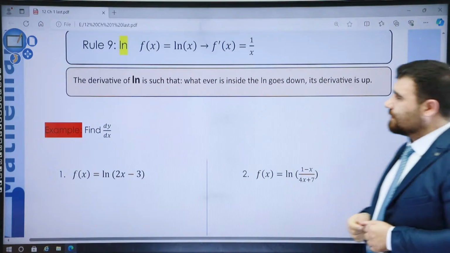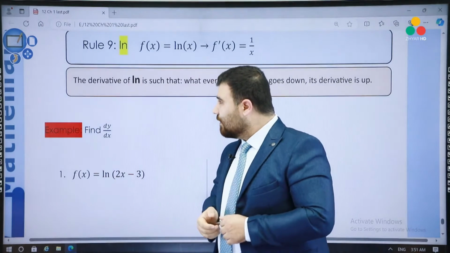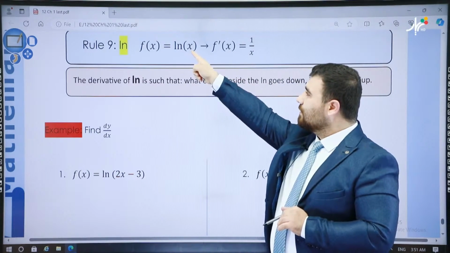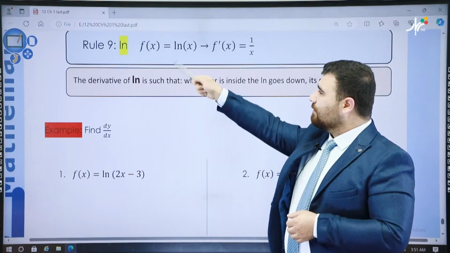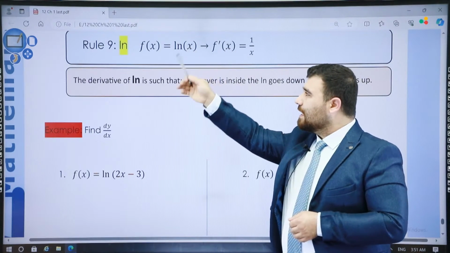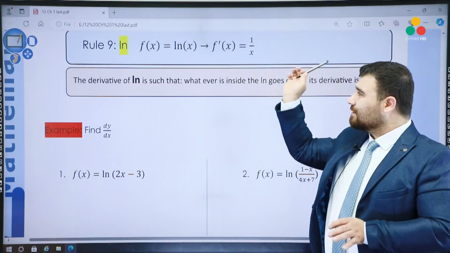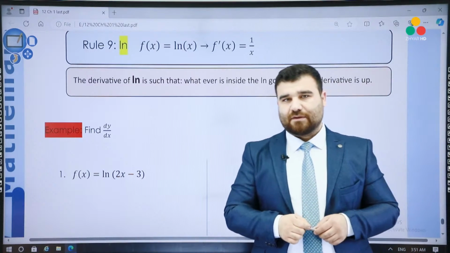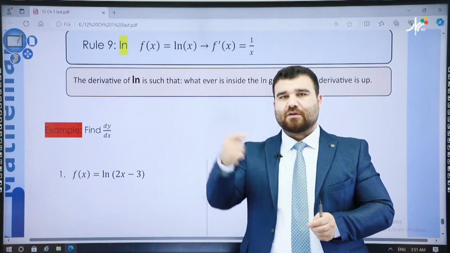Rule number 9 is for ln. The idea of ln: whatever we have inside the ln goes down. Look here. If f(x) is equal to ln x, anything we have inside the ln goes down as it is. Then what do we have up? It's the derivative of down. What's inside the ln goes down. Derivative of it goes up.